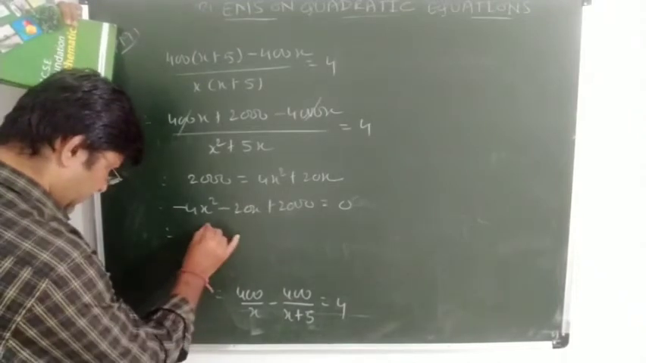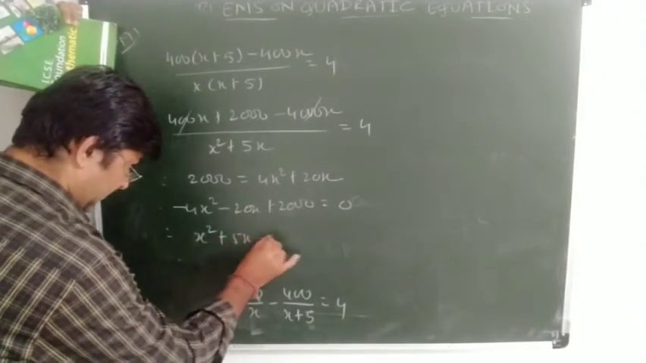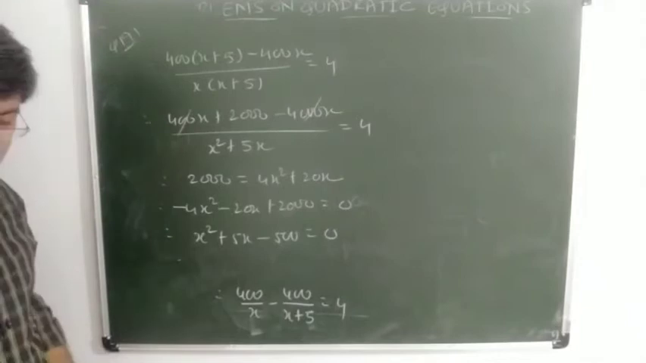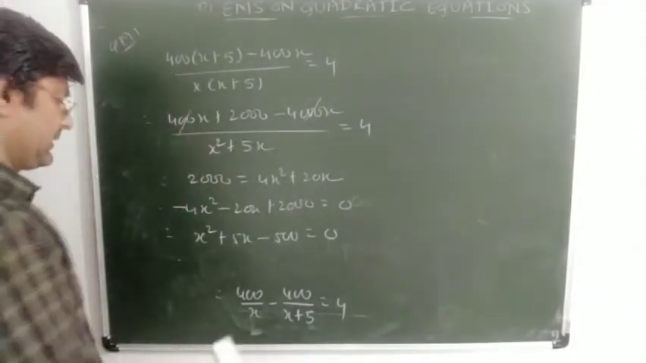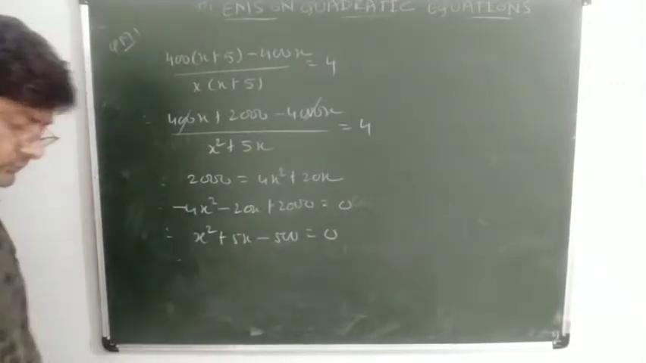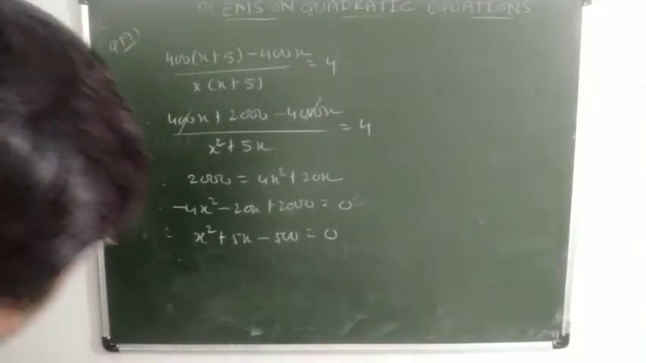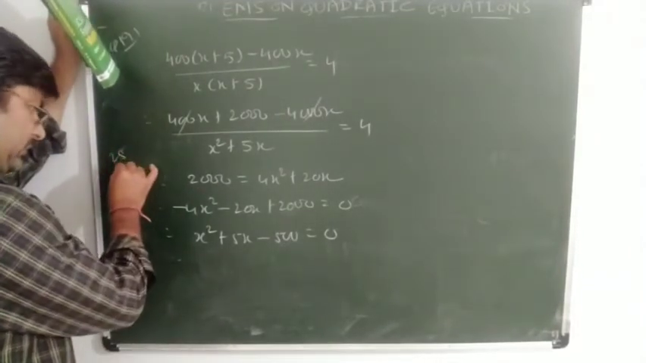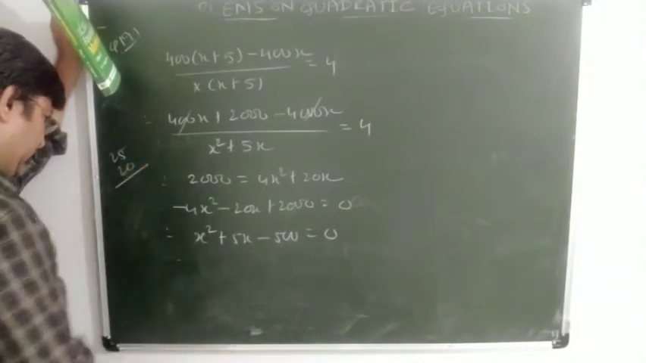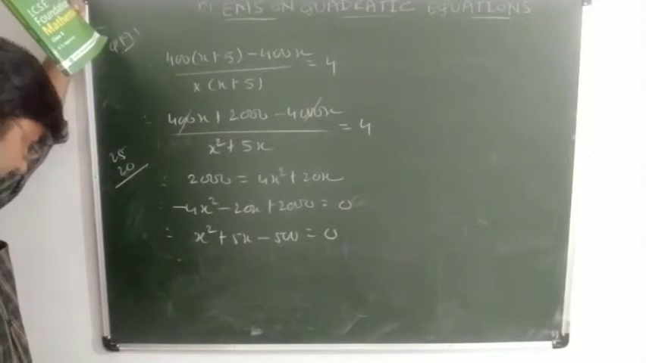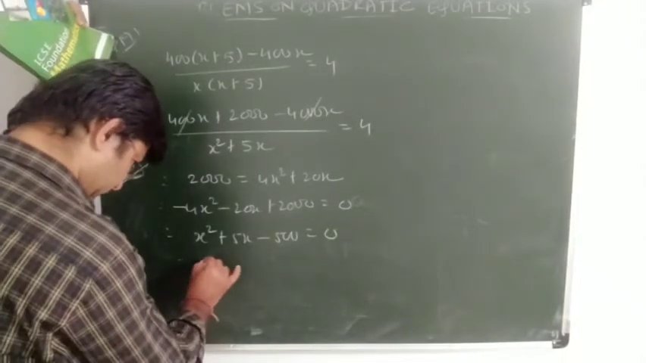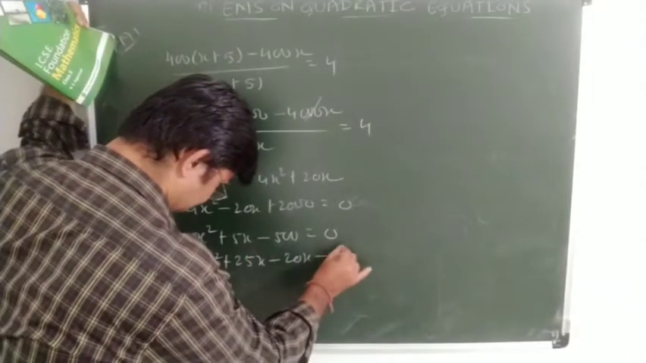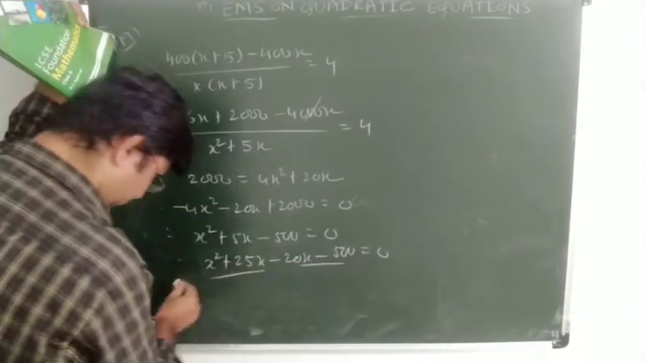Taking minus 4 common, x square plus 5x minus 500 is equal to 0. Now find out two numbers whose product is 500 and difference is 5. Okay, so 25 into 20, yes or no? 25 into 20 is 500, clear? Yes. So x square plus 25x minus 20x minus 500 is equal to 0.